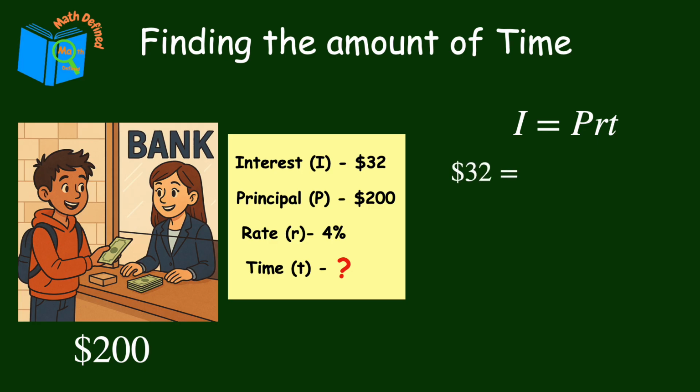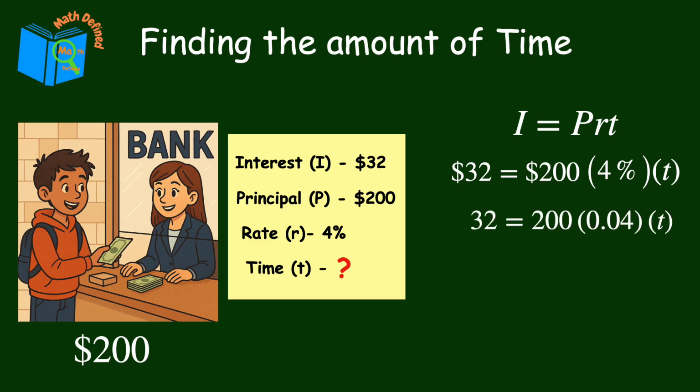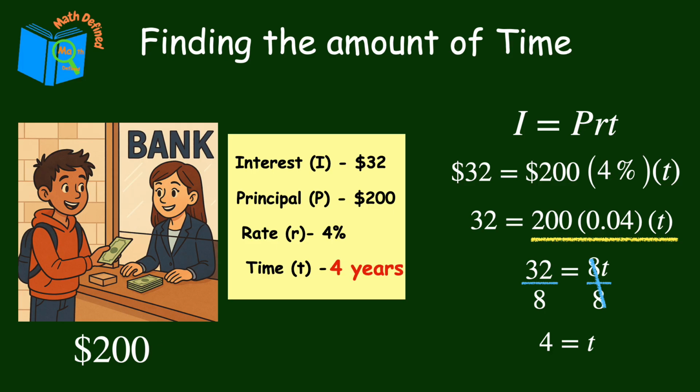The interest was $32. The principal, or the amount you put into your savings account, was $200. The rate is 4%, and we're looking for the amount of time. So our equation is 32 equals 200 times 0.04 times t. First, we'll multiply these three values to get 32 equals 8t. Then to solve for t, we'll divide both sides by 8, and 32 divided by 8 is 4. So you deposited that $200 4 years ago. Your money just sat in that savings account, growing all by itself.